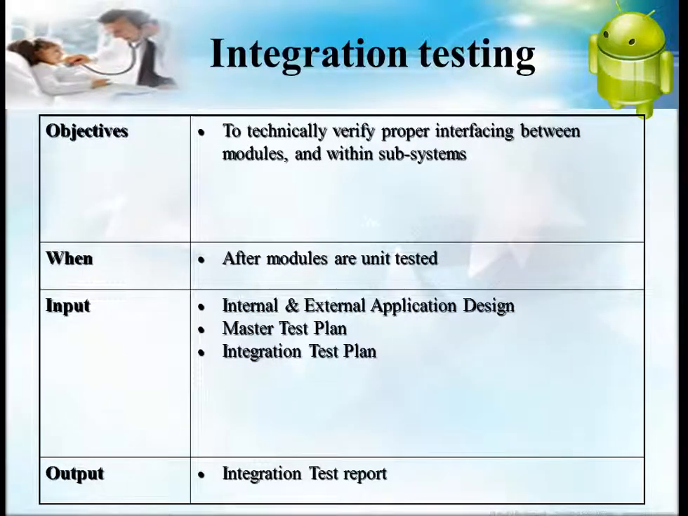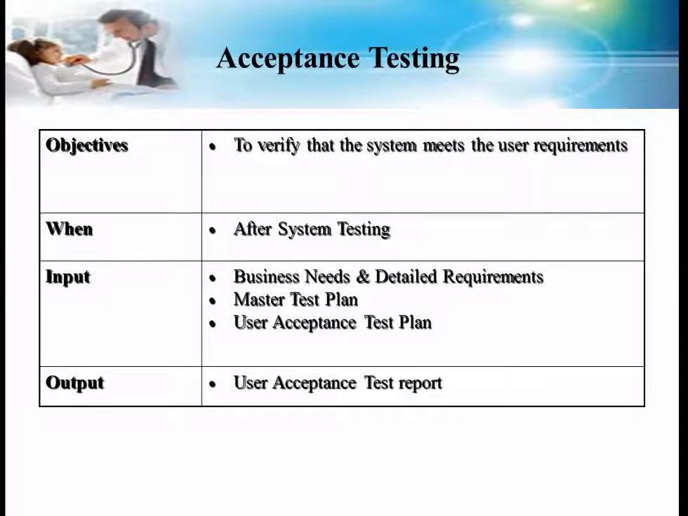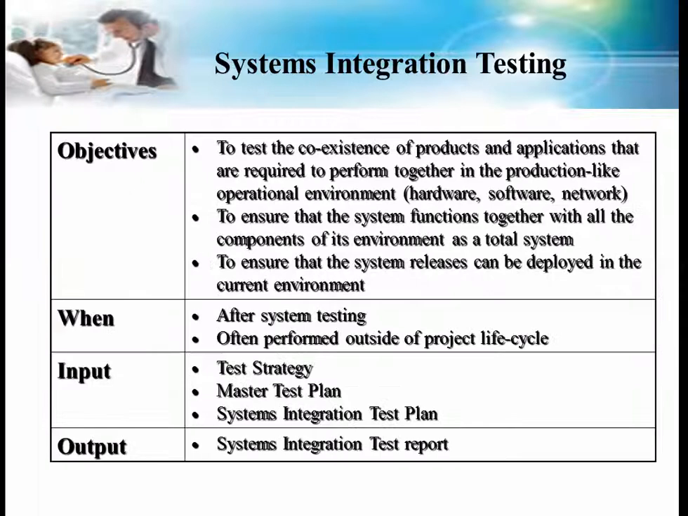Next, integration testing technically verifies the proper interfacing between modules and within subsystems. We use this after the modules are unit tested. The inputs are the internal and external application design, master test plan, integration test plan, and all those things. The output is the integration testing results. And acceptance testing verifies that the system meets the user requirements. It is done after system testing. The inputs are the business needs, detailed requirements, master plan, and user acceptance test plan.